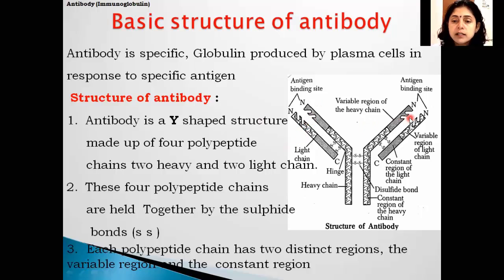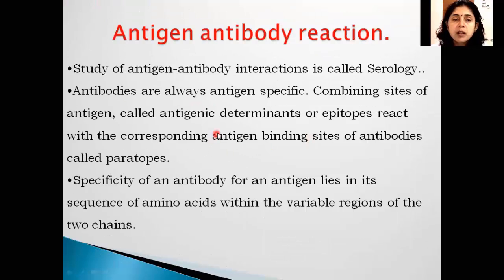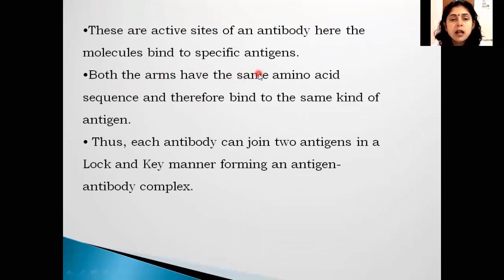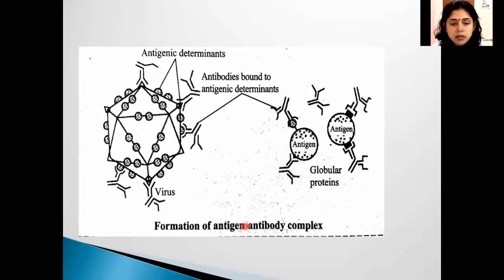इथला जो amino acid sequence आणि याही या ज्या आहेत light आणि heavy chain हा जो पार्ट आहे याचा sequence of amino acid आणि याचाही sequence of amino acid हा सेम असणार. त्यामुळे there will be the binding to that is the same type of the antigen. So then each antibody can join two antigens in a lock and key manner, forming an antigen antibody complex. So in this manner the antigen antibody complex is formed, and this is all about the structure of antibody.